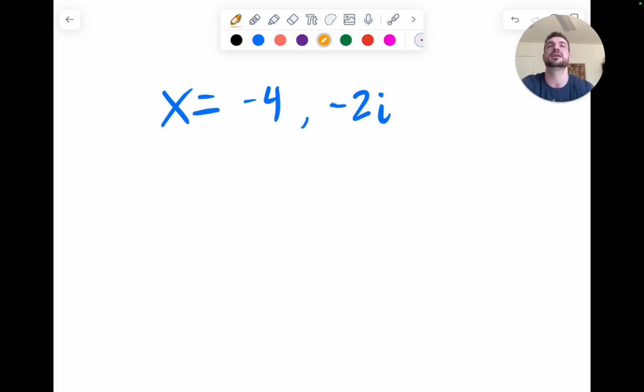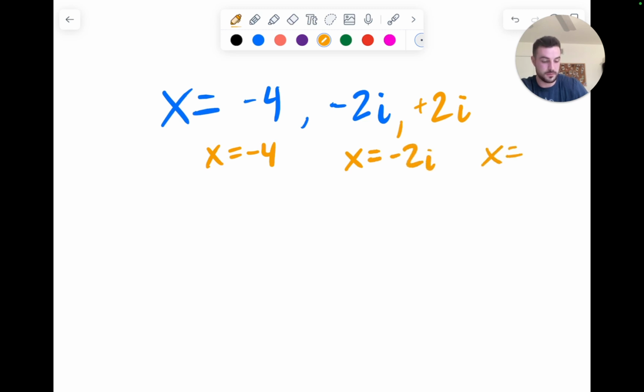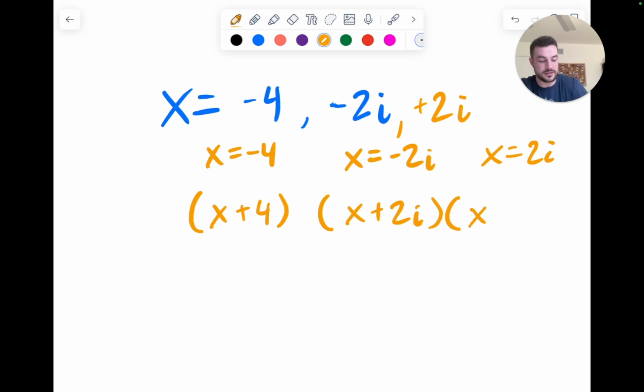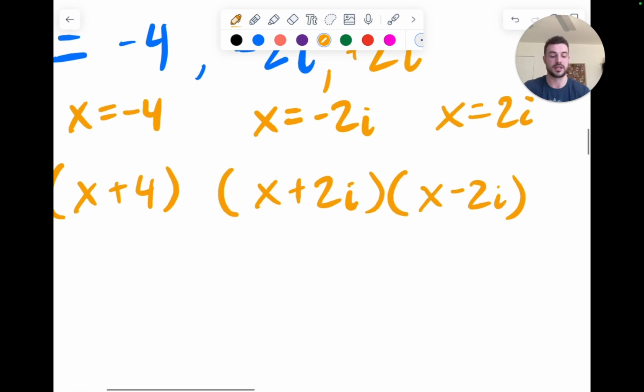Well, okay, let's think about where i's come from. I's come from taking the square root of a negative. Every time I take a square root, I need a positive and a negative. So I've got my negative, I need a positive 2i. So these are my solutions here. And now I can write my factors: x plus 4, x plus 2i, and x minus 2i. Same process as before. We move everything over to the same side as x so we can get those factors.